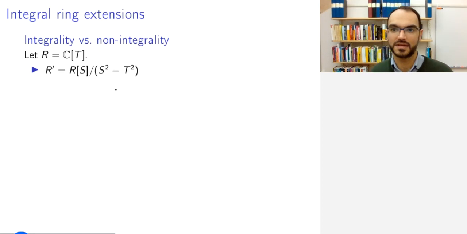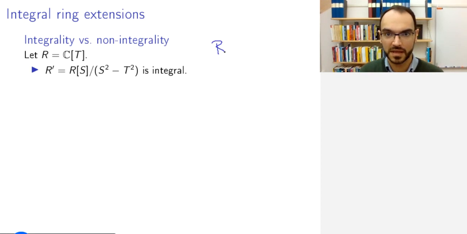So what do you think? Is this an integral extension or not? Pause and think. So the answer is this is indeed an integral extension. So we are always considering the extension R into R prime. And why is this integral?